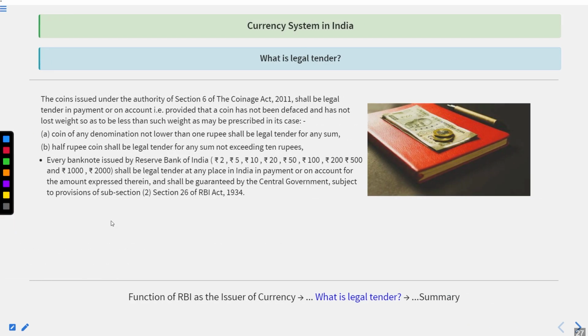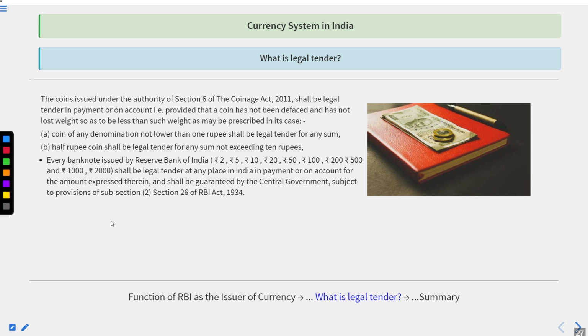Now, what is a legal tender actually? The coins issued under the authority of Section 6 of the Coinage Act 2011 shall be legal tender in payment or on account, provided that a coin has not been defaced and has not lost weight so as to be less than such weight as may be prescribed. A coin of any denomination not lower than 1 rupee shall be legal tender for any sum. A half coin shall be legal tender for any sum not exceeding 10 rupees.